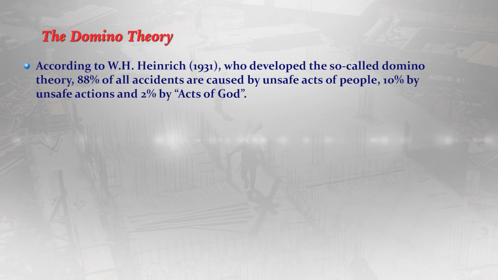According to W.H. Heinrich, who developed the so called domino theory, 88% of all the accidents are caused by unsafe acts of people, 10% are caused by unsafe actions and 2% by acts of God, where you do not have any control. Some accidents for which we cannot visibly find any reason, we categorize as acts of God. So, this is the distribution of all the accidents.